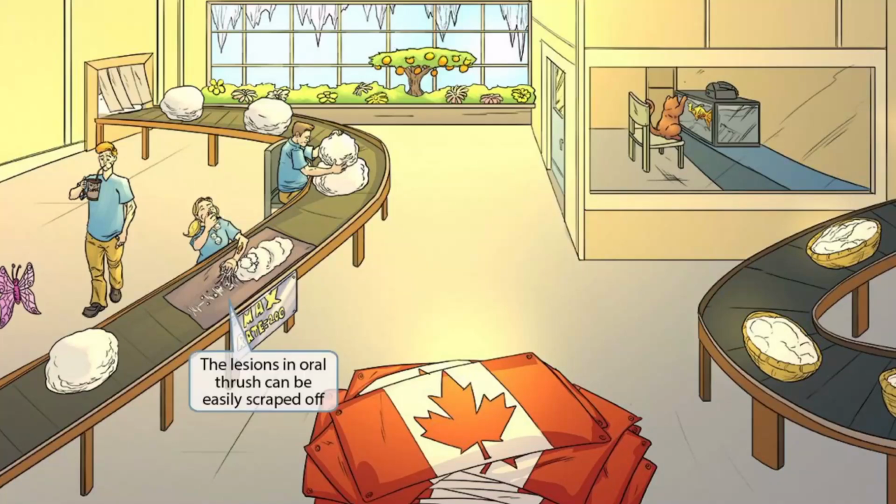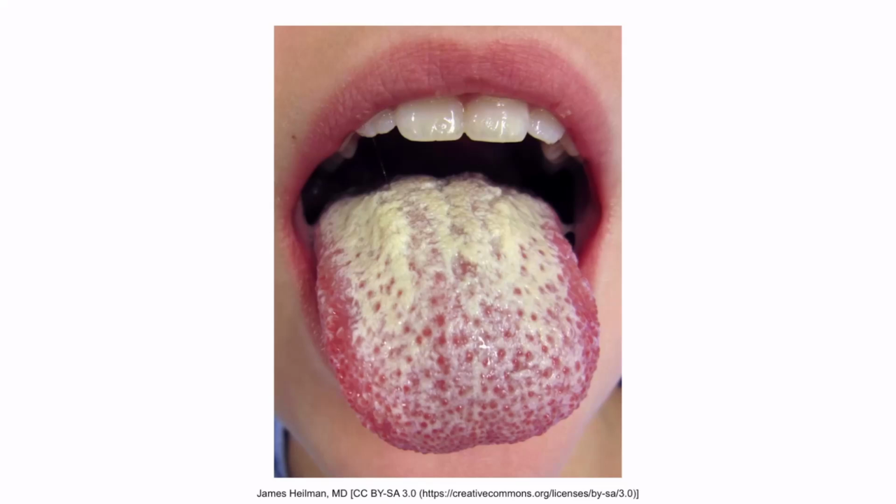Next, notice that she's scraping the cotton balls off of the mat in front of her. This idea of scraping should help you remember that the lesions in oral thrush can be easily scraped off. This is important because EBV can cause oral hairy leukoplakia in HIV patients, which may be similar to oral thrush. However, the EBV lesions are not able to be scraped off, whereas the oral lesions associated with Candida can be scraped off. This is an image of oral thrush. As you can see, the tongue is coated with a scrapable white plaque.